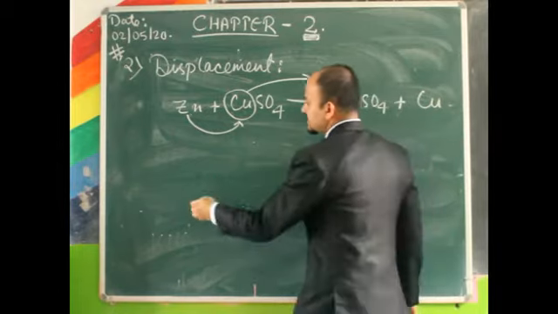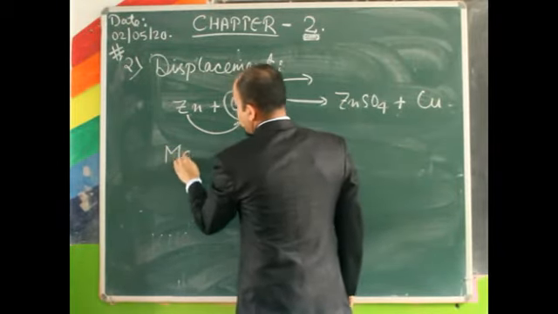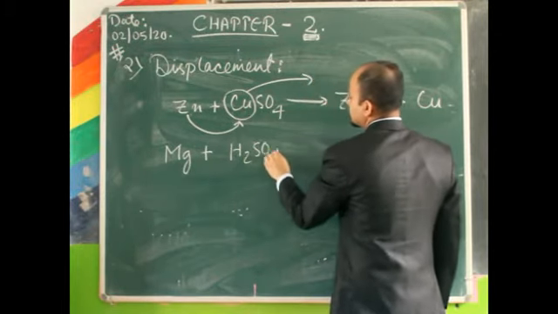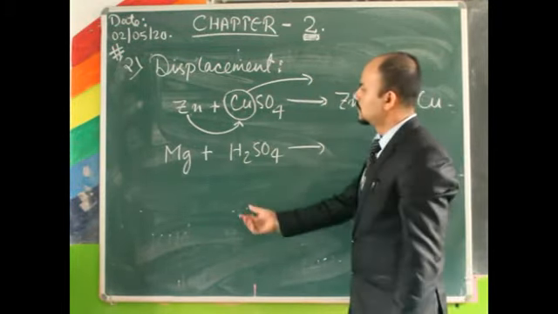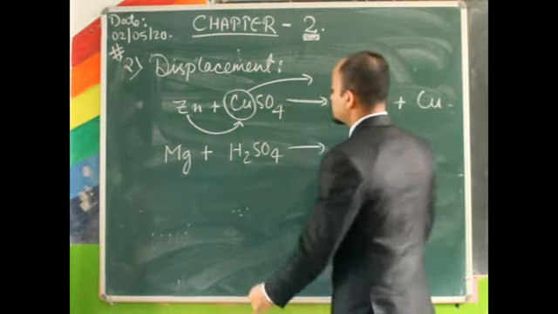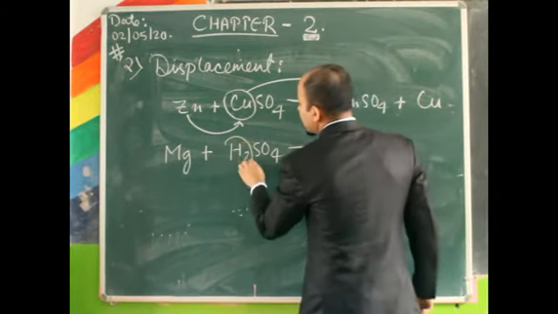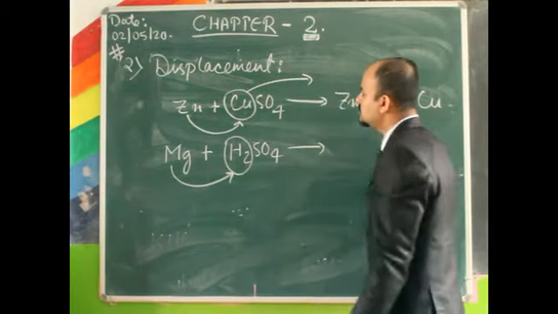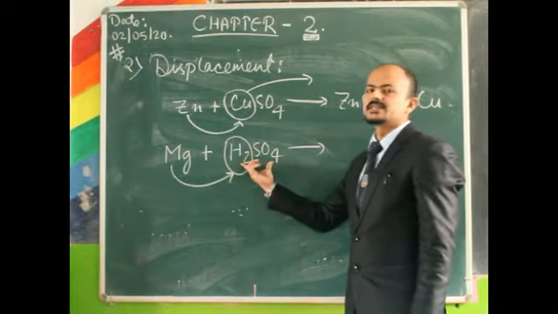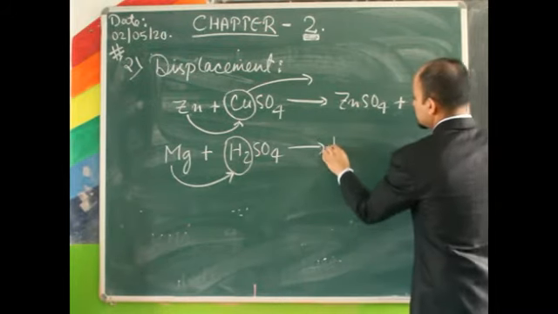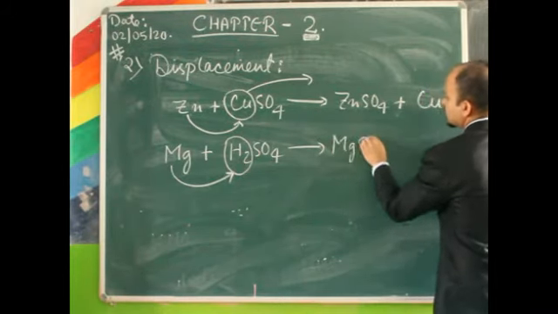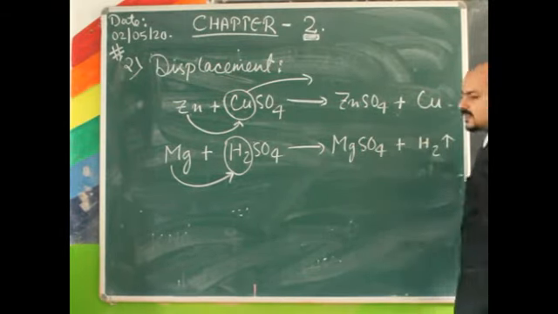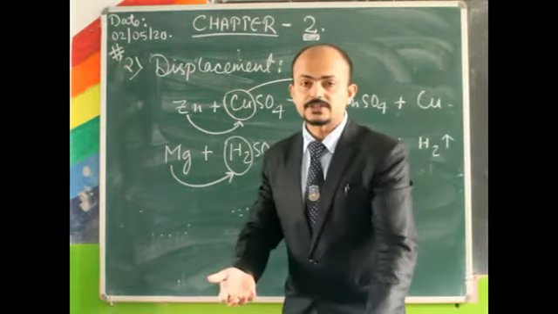Another such example is magnesium reacting with sulfuric acid. So magnesium is more active than hydrogen. Therefore, this magnesium will substitute hydrogen from sulfuric acid. Therefore, we will be getting MgSO4 plus hydrogen gas.